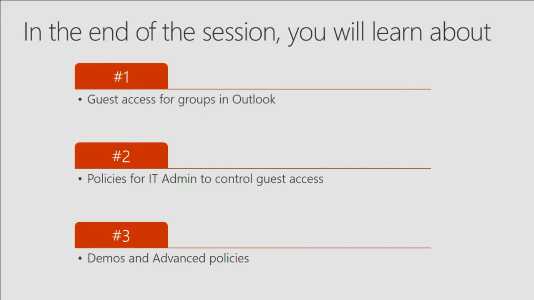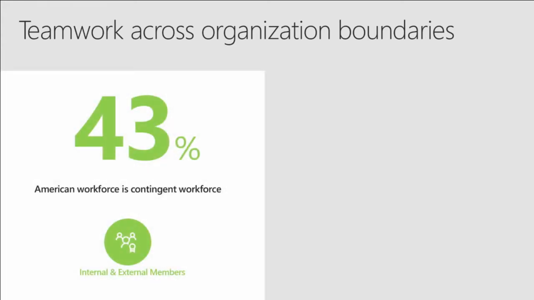Okay, so let's get started. This is something that we've been hearing today, starting from Satya's keynote session to various groups and team sessions, that teamwork is changing. It's getting more and more global, and it involves people who are outside your organization. In fact, as per statistics, 43% of the American workforce is made up of contingent workforce. That means these are the people who work outside your company and they work with multiple companies at the same time. Another insight here is that today the workforce is getting more and more young people, and these are the people who use consumer apps in their day-to-day life.